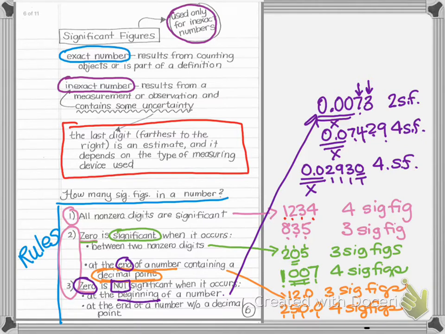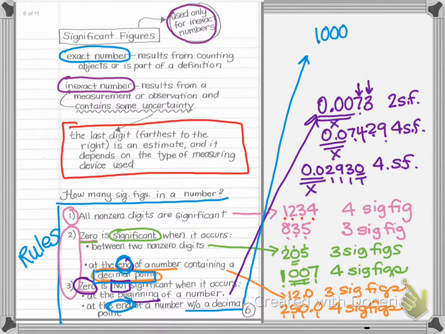So let's do this very last one. So this says at the end of a number without a decimal point. Okay, I'm going to come way up here. Sorry, it's kind of messy, but that's fine. So at the end of a number, and here's the difference. So this was at the end, but it had a decimal point. This guy is at the end without a decimal. So we're talking about whole numbers.